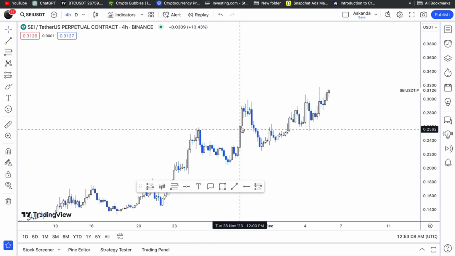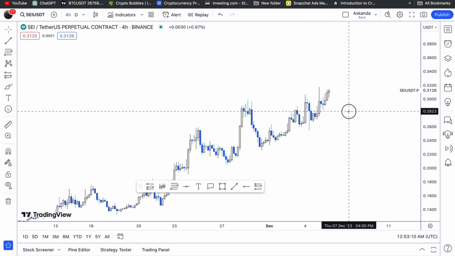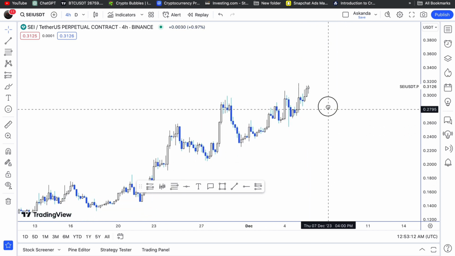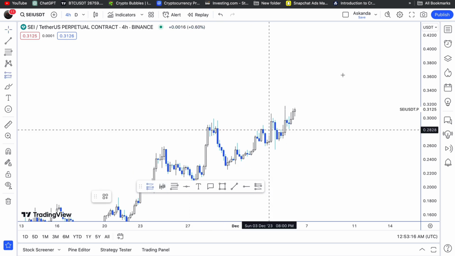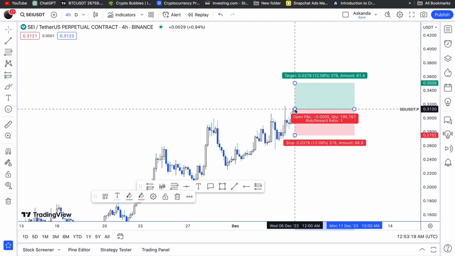This candlestick has taken 4 hours. So because we follow the trend, we just go for a long position around here. So we'll enter our long position.